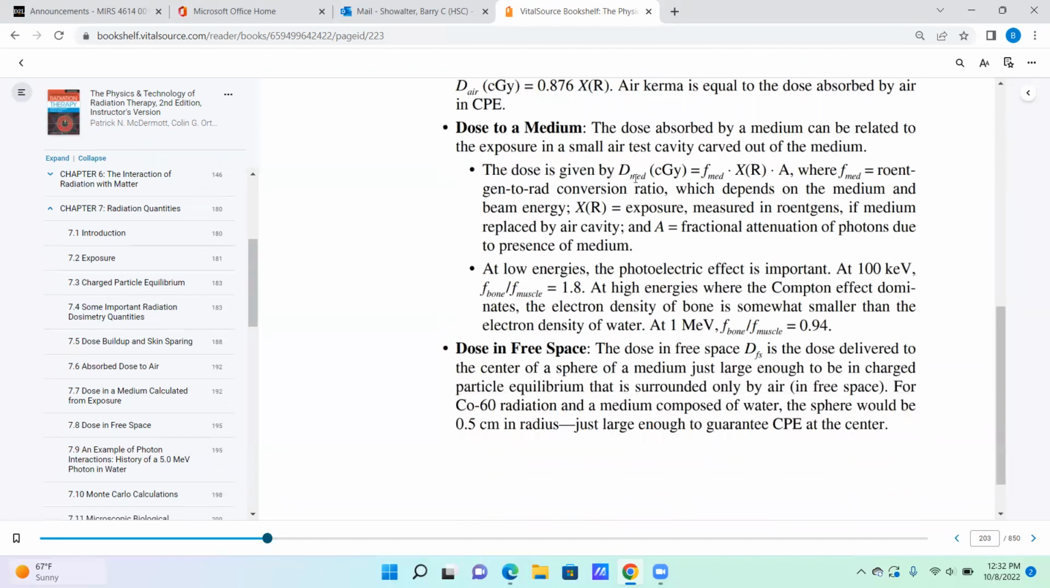The dose is given by D sub med, in centigray, equal to some function F of the medium, times the exposure, times A, which is the fractional attenuation of photons due to the presence of the medium. So in other words, you have several different factors being multiplied here. F sub med is the roentgen to rad conversion ratio, which depends on the medium and the beam energy. And X in roentgens is the exposure measured if the medium is replaced by an air cavity.